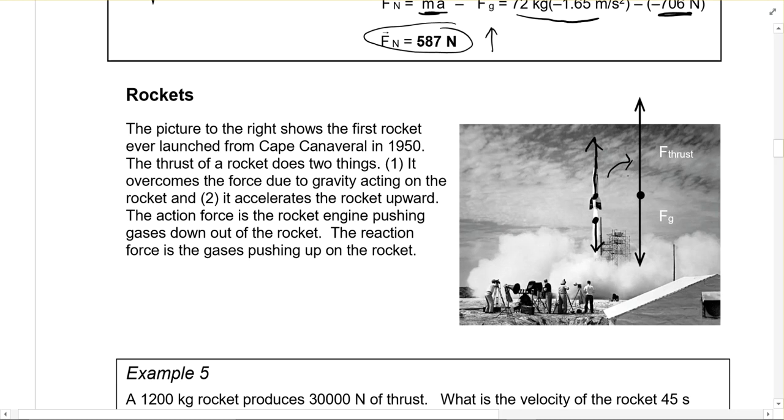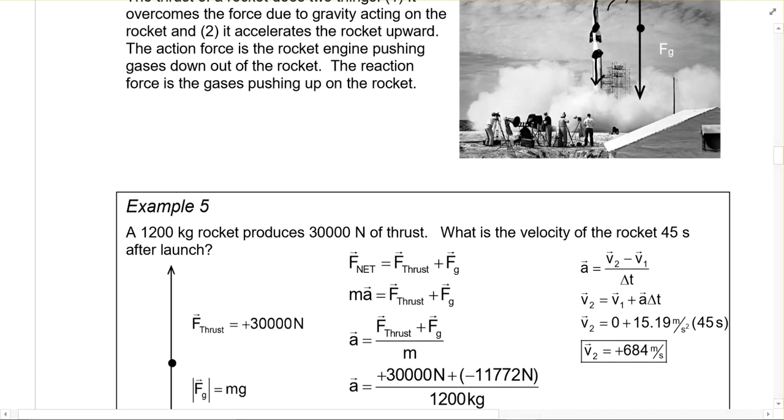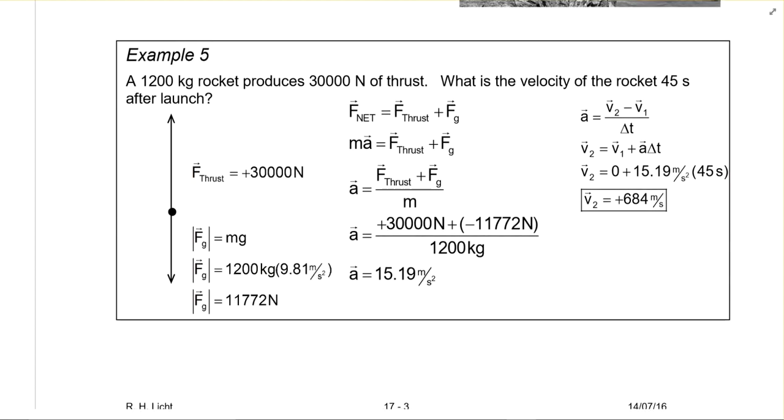But for our equations, what we're really interested in is the force, this dot here, on the rocket. We don't really care what happened to the free body diagram of the gas, right? All right, so moving on here. A 1200 kg rocket produces 30,000 newtons of thrust. What is the velocity of the rocket 45 seconds after launch?